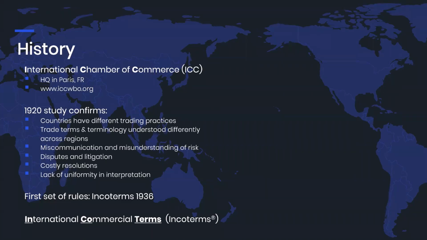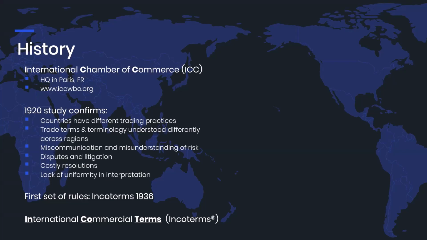iccwbo.org. And the Incoterms were born out of a 1920 study, so this is 100 years ago, where they studied that, yes, countries have different trading practices, and they understand terms and terminology differently across regions, not necessarily across country borders, but even within the same country. And that led to an increased risk of miscommunication and misunderstanding, and eventually disputes and litigation, which is very, very costly. So they set out to create a uniformity of interpretation for international trading.